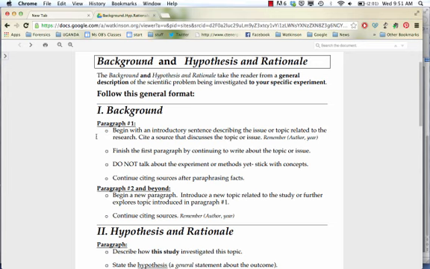What I would like you to do for this assignment for tomorrow is to at least begin writing some of this. If you can get one paragraph done, great. If you can get two, amazing, and you'll really be on track.